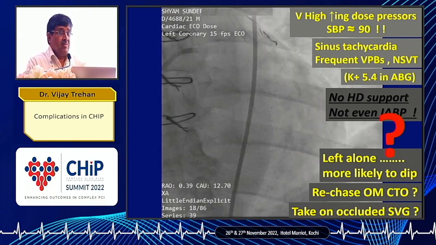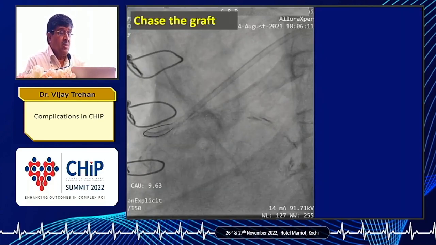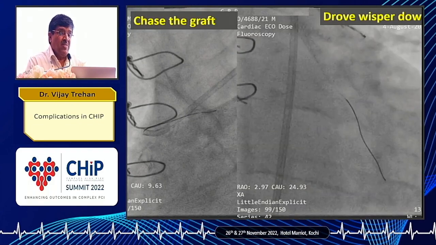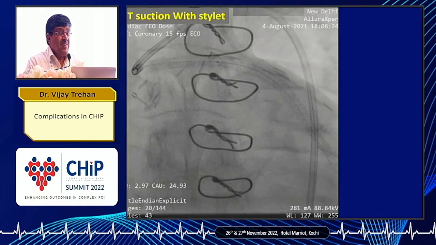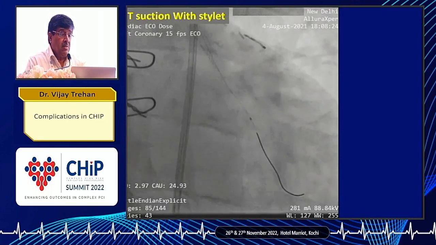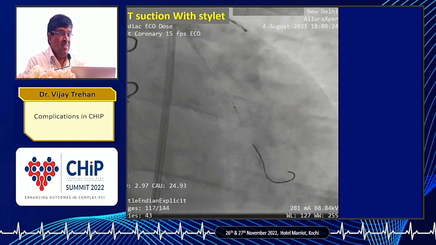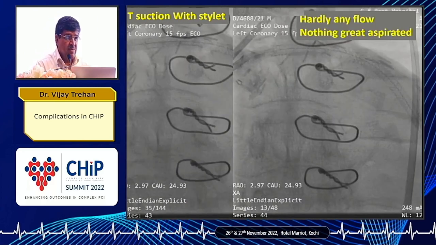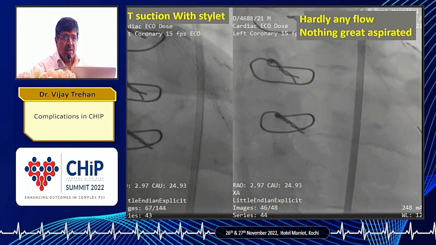Well, I thought, chase the graft. Drove a wire down and took a thrombosuction catheter, which I could take with ease deep into the circumflex, and made many suctions, but got nothing. Nothing great was aspirated, as was the flow.